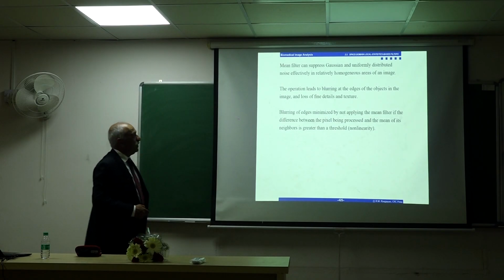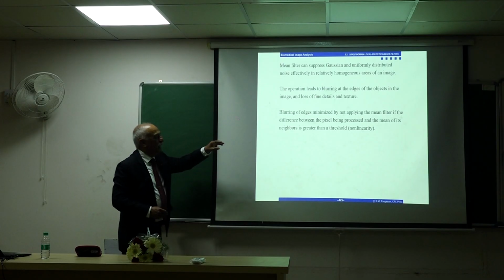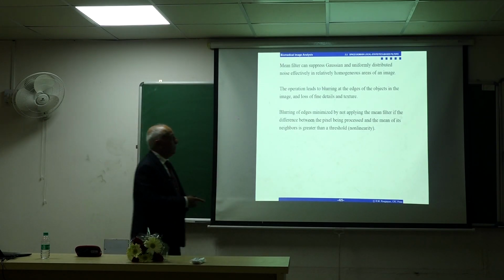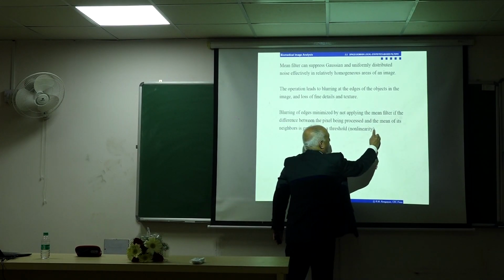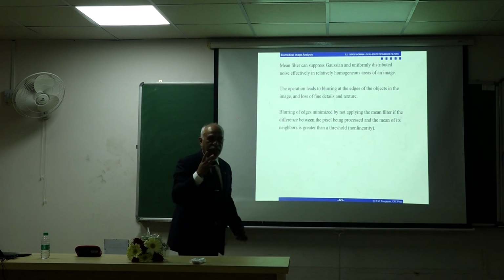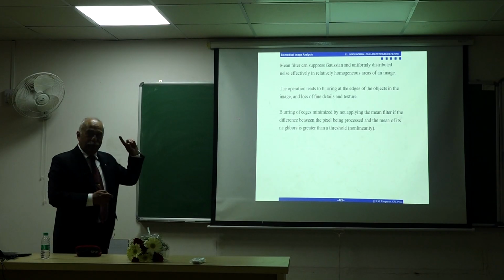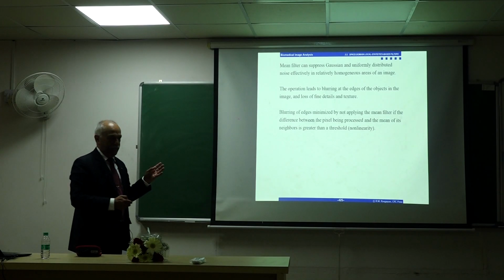Blurring of edges can be minimized by not applying the mean filter if the difference between the pixel and the mean of the neighbors is greater than a threshold. So when the window is sitting here, you say, oh, this pixel and its average of the neighbors, the difference is large, so I will not process it. We'll leave it like that. Then it becomes nonlinear. You put conditions, then the filter is no longer linear.